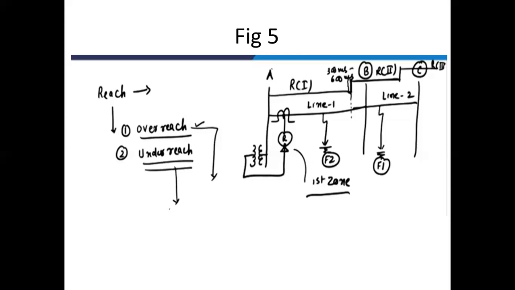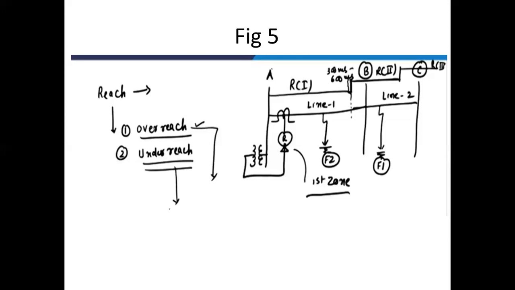Overreaching is defined as the tendency of the distance relay to operate beyond its zone of protection. So here, in this case, it is the second zone. If any fault occurs in the first zone, then the relay R has to operate instantaneously. But if any fault occurs beyond the first zone and R operates, then that is known as overreaching of the relay.